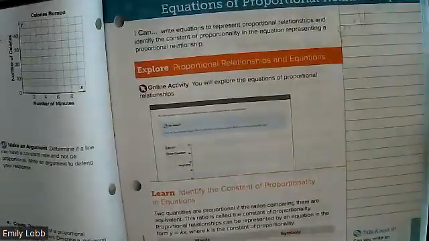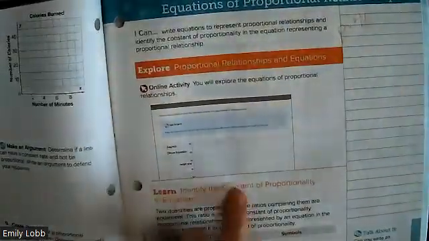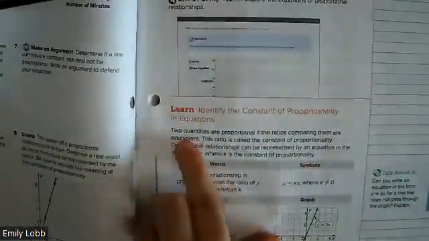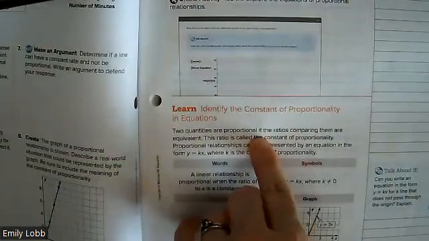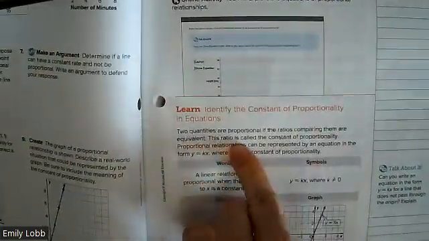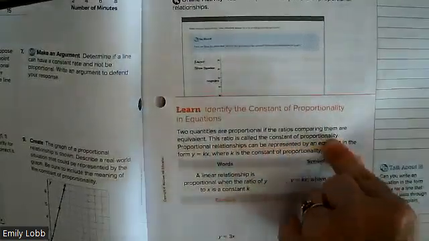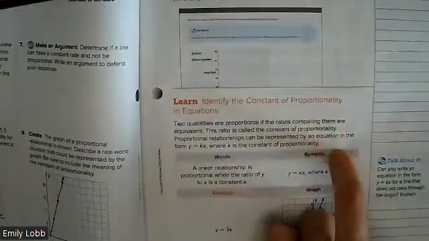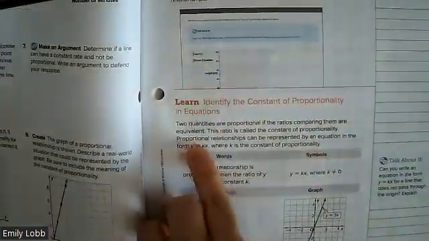All right, so starting on page 41, we have equations of proportional relationships. Two quantities are proportional, remember, if the ratios comparing them are equivalent. So this ratio is called the constant of proportionality, right? When we have equal ratios, we're finding the constant of proportionality.